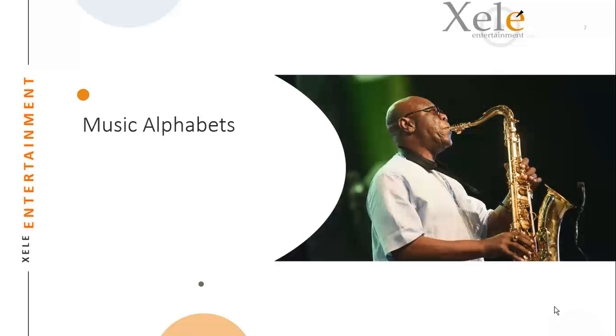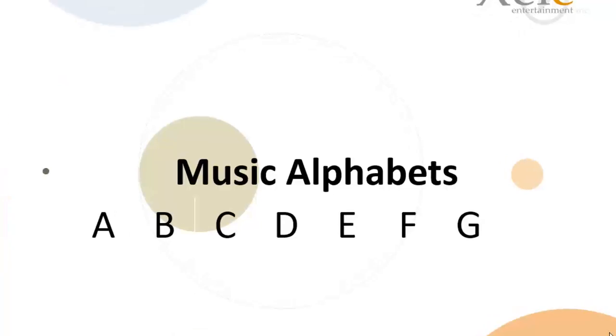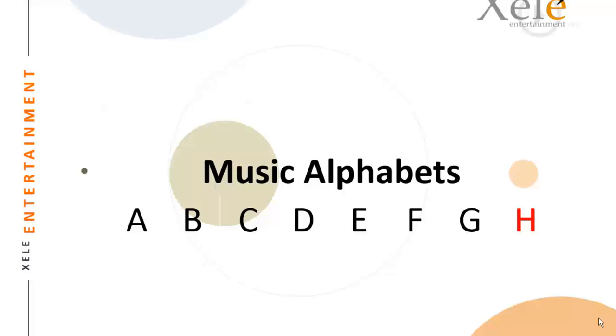So the alphabets in music are just 7 in number. They are also the first 7 alphabets of the English language, and they are A, B, C, D, E, F, and G. As you can see, there is no H in music. Neither do we have I or J or K or L and so on and so forth. Think about it for a second.